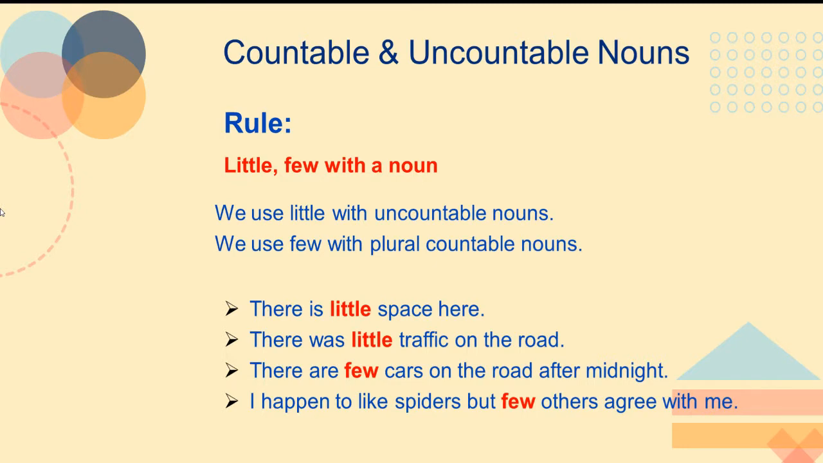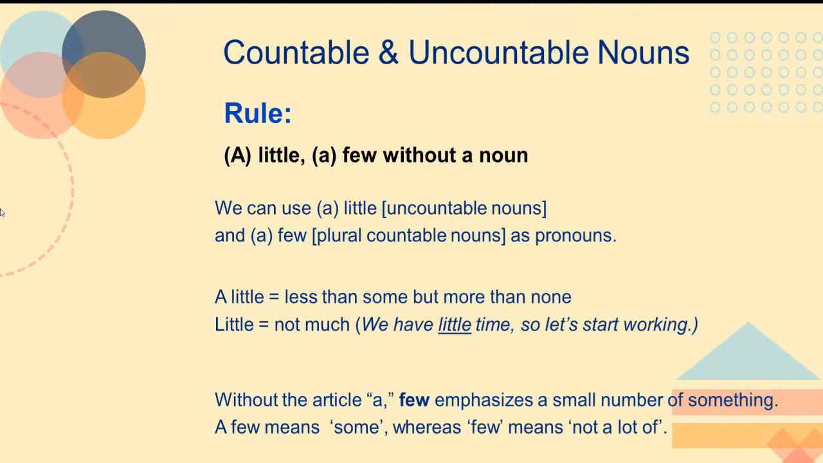So the rule is, with uncountable nouns like milk, gas, happiness, traffic, we use little. For example, there is little space here, or there was little traffic on the road. On the other hand, with plural countable nouns like apples, oranges, persons, cars, we use few. For example, there are few cars on the road after midnight, and I happen to like spiders, but few others agree with me.